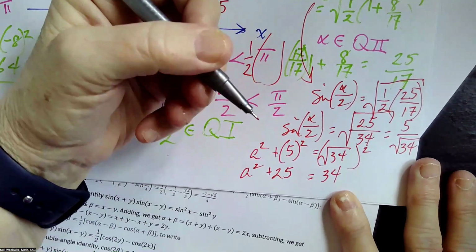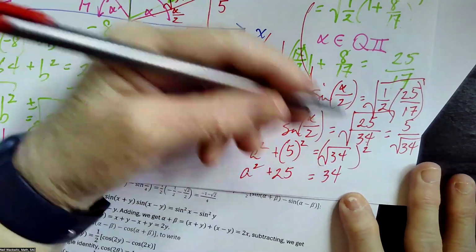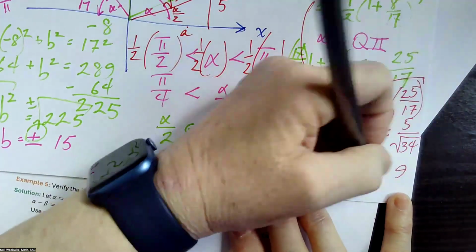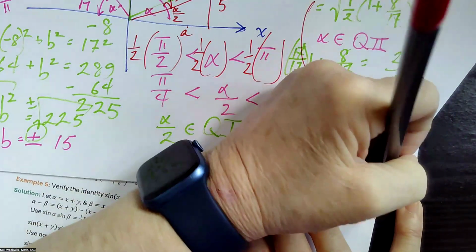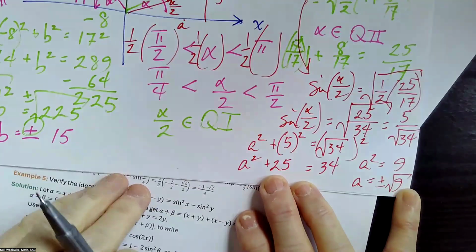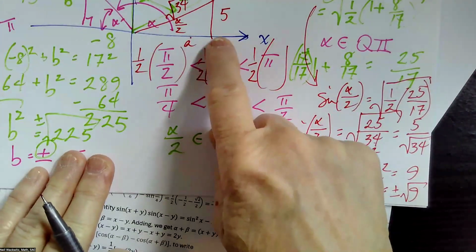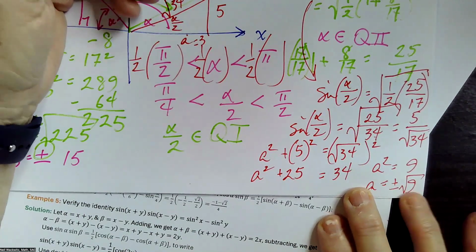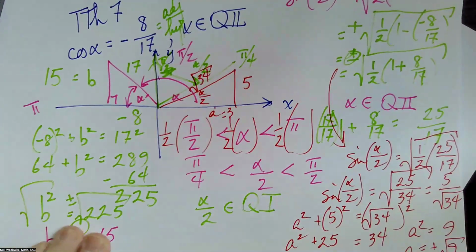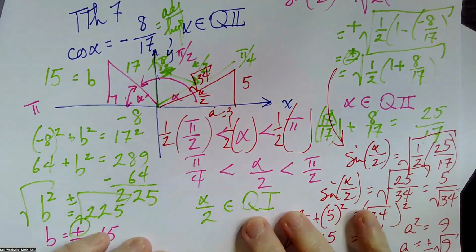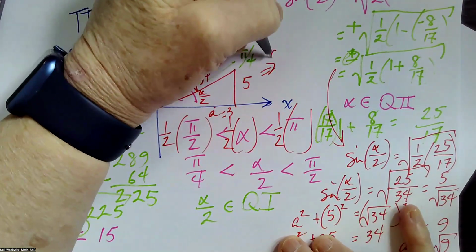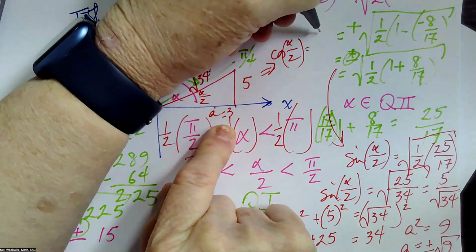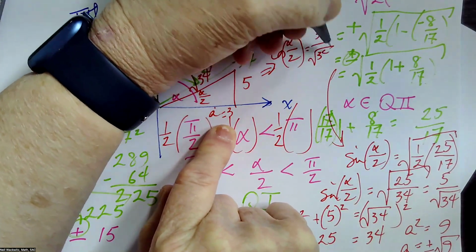If I subtract 25 from both sides, I get that a squared is 9, and that a is going to be plus or minus the square root of 9. But we're in quadrant 1, so we're going to have a positive 3. Square root of 9 is 3. So we've got the 3 sides of the triangle for alpha over 2. That tells us that cosine of alpha over 2 should be 3 over the square root of 34.